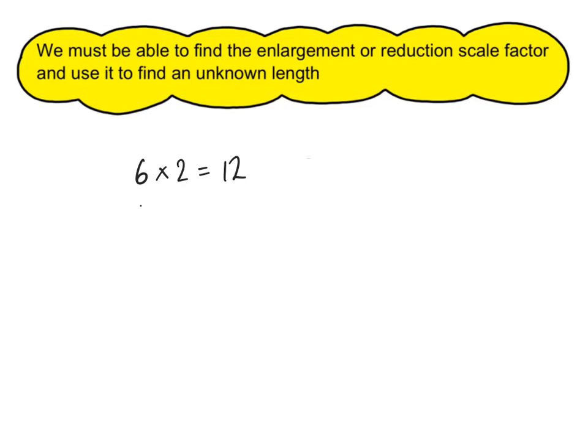it becomes 12. If I would multiply it by, let's say, 5, again, it becomes bigger, it becomes 30. So these two numbers, 2 and 5, would be good examples of enlargement scale factors. Multiplying something by 2 or multiplying something by 5 will both make that number bigger.